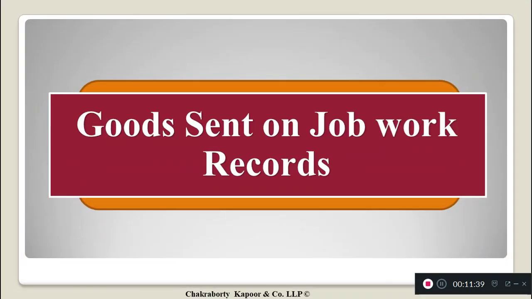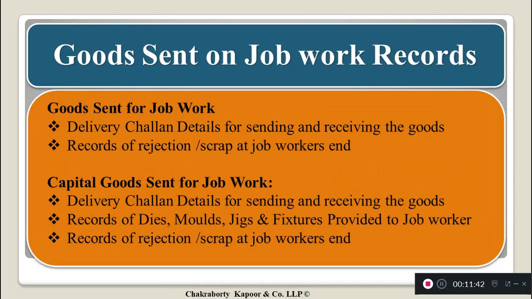Goods sent on job work records. Records of goods sent on job work include delivery challan, delivery challan details for sending and receiving the goods, records of rejection, scrap at job worker's end, capital goods sent for job work, delivery challan details for sending and receiving the capital goods, and also we have to check records of dies, molds, jigs and fixtures provided to the job worker by the principal. Also we have to check records of rejection, scrap at job worker's end.